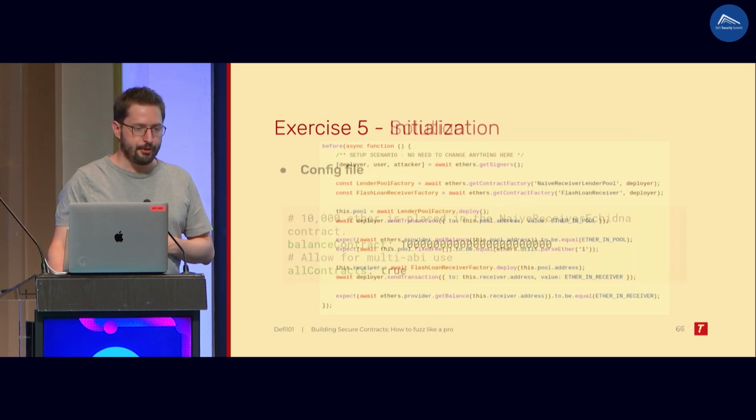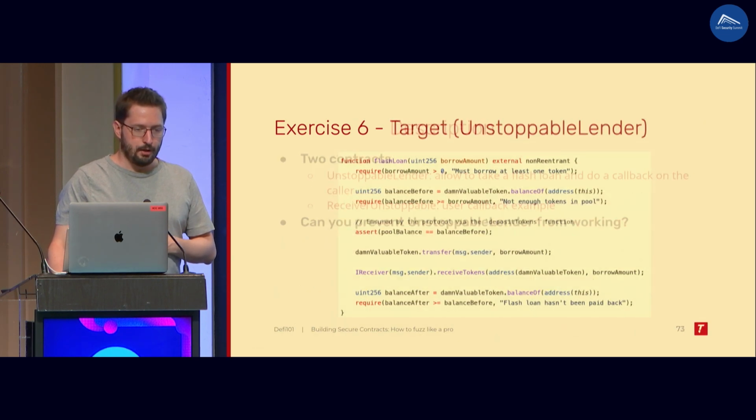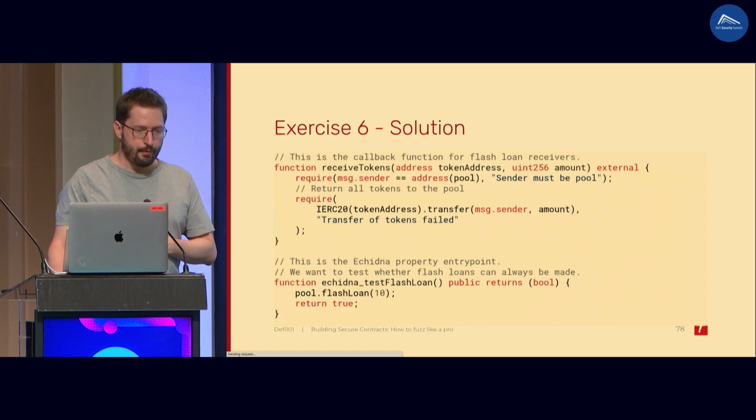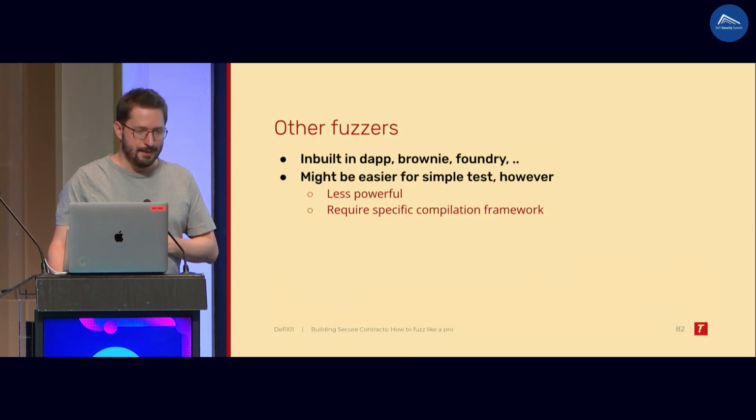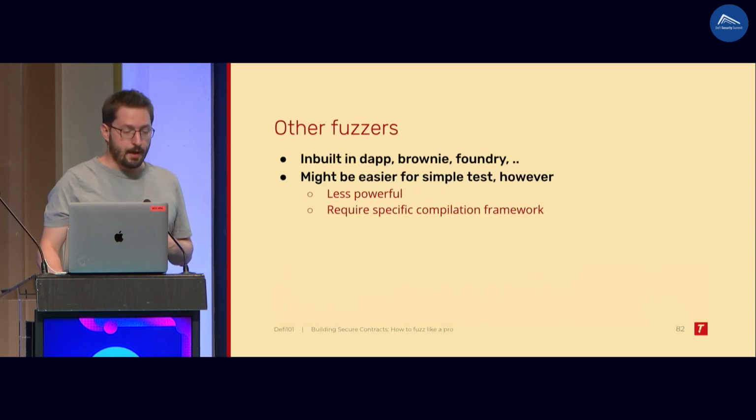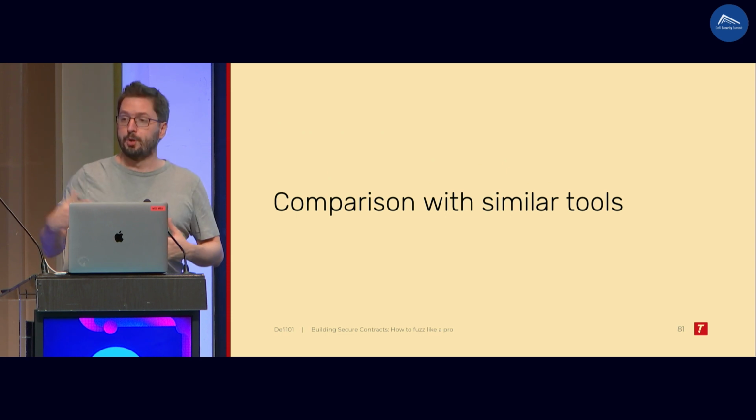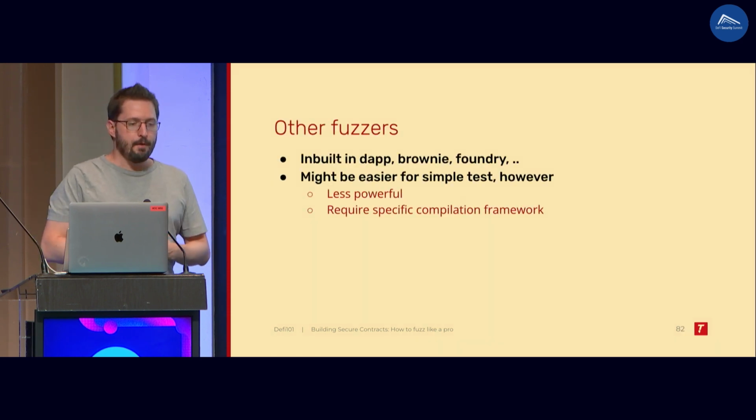There are a couple of additional exercises I'm not going to go through, but feel free to go through them after this day. There are many additional tools and techniques that you can use to check invariants. There are others like Brownie, DApp, Foundry. They might be easier to use, but in practice they might not be as powerful. We have been using Echidna for more than 5 years in our different audits, and we spend a lot of time making it efficient.